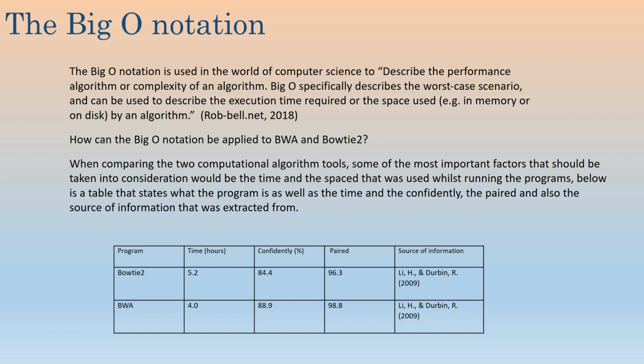When comparing the two algorithms, some of the most important factors that should be taken into consideration would be the time and the space that was used whilst running the programs. Below is previous research of authors that have compared how BWA and Bowtie executed in terms of time and how much memory was used.